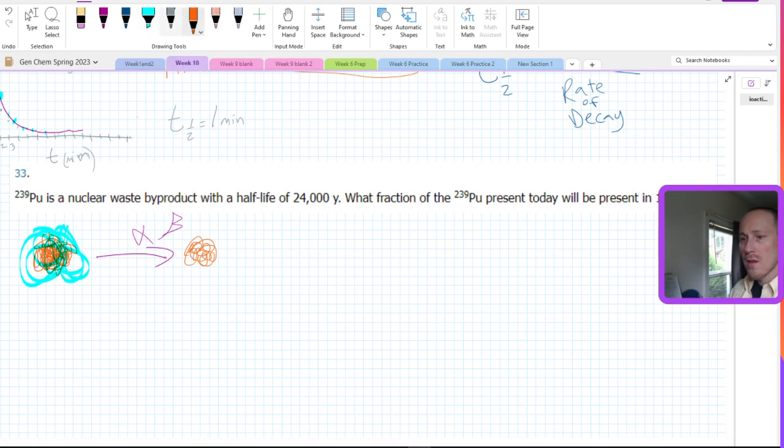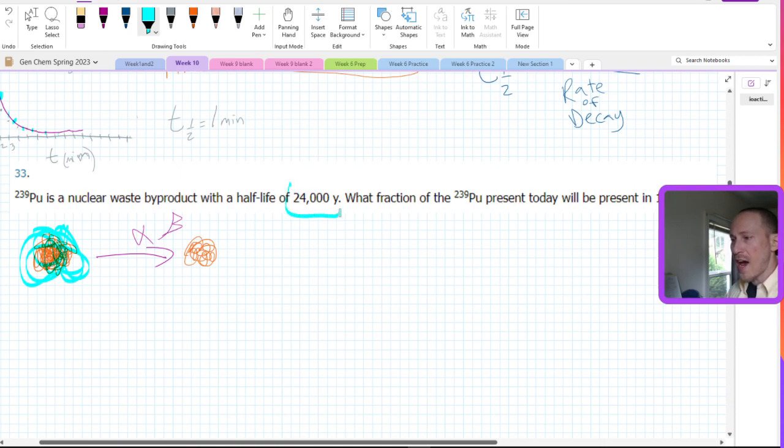And it looks like, see, this is a good example. The half-life for half of your sample of plutonium is going to take 24,000 years. So if you started out with 1 gram of plutonium, after 24,000 years, you would have half a gram of plutonium left. And after another 24,000 years, you would have a quarter of a gram of plutonium left.